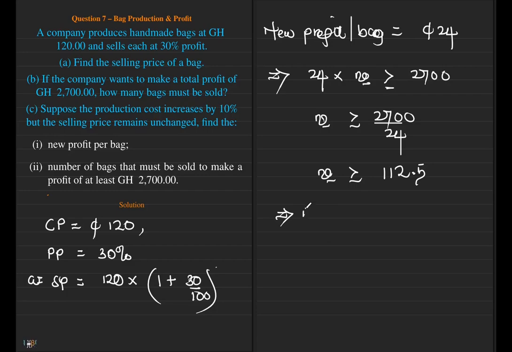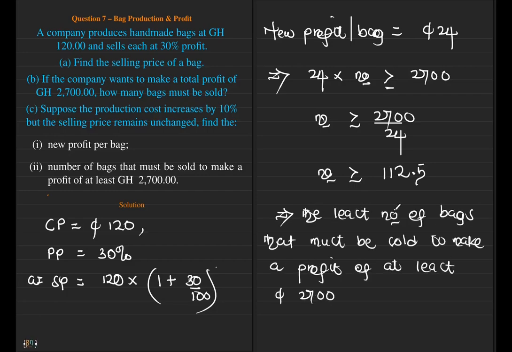So we say the least number of bags that must be sold to make a profit of at least 2,700 is 113 bags. And that is just it for this question. So that ends our lesson on question number 7. And I do hope our objectives have been met.